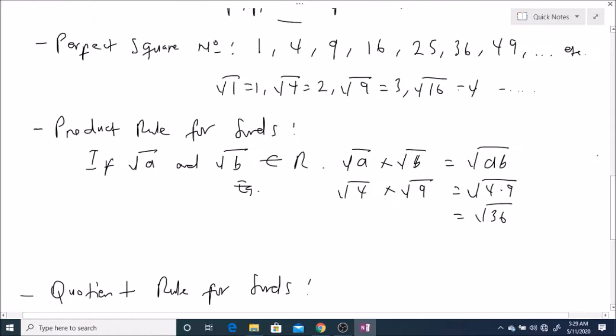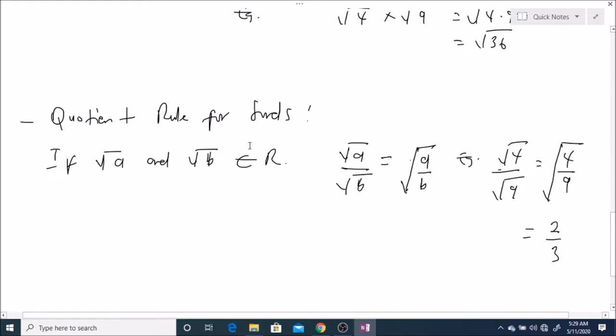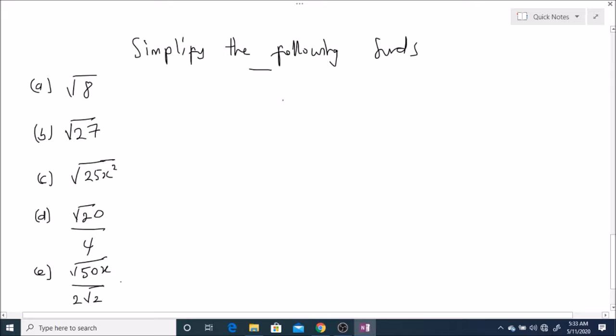So now we make use of these basic concepts, that's perfect square numbers, the product rule for surds, and the quotient rule for surds to simplify surds. Now let's look at examples. Simplify the following surds. So our first example is root of 8. How do we simplify root of 8?